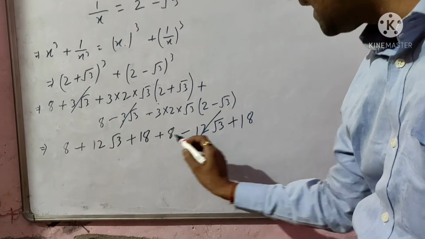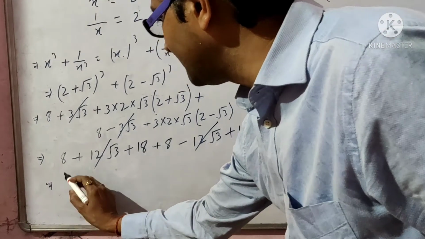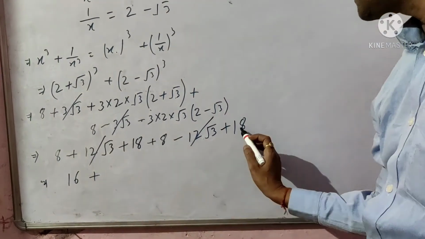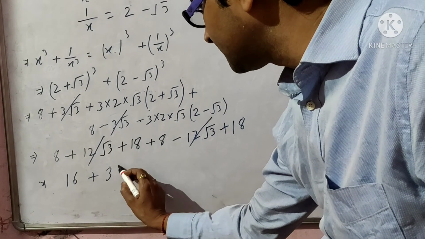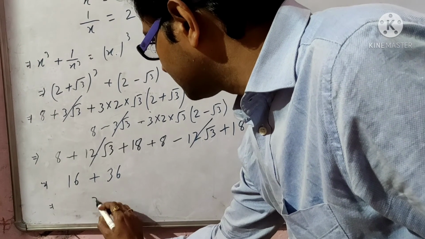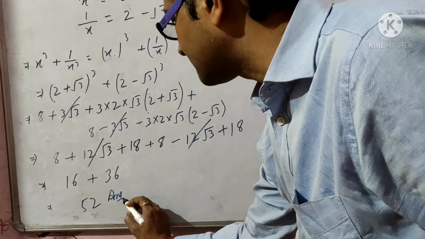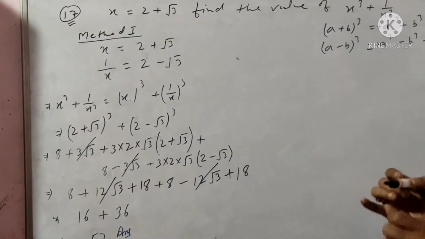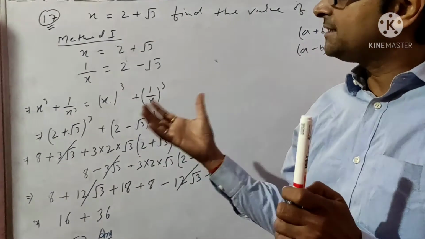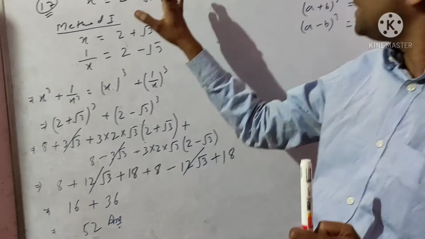Here 12 root 3 and 12 root 3, again student cancel. So finally 8 plus 8 is equal to 16, plus 18 plus 18 is equal to 36, 52. This is your final answer. This answer is 52. Here student, I have used the basic formula of (a plus b) whole cube and (a minus b) whole cube. This is the method 1.